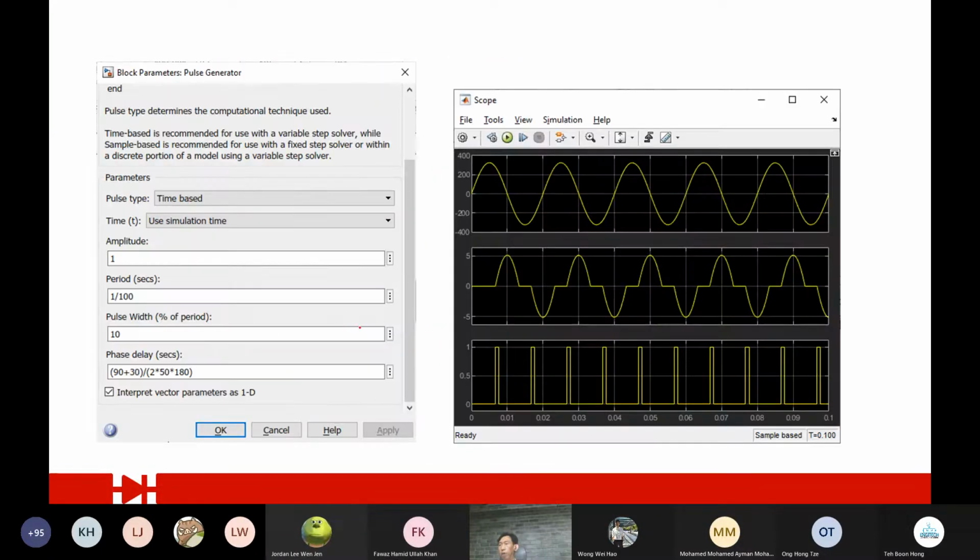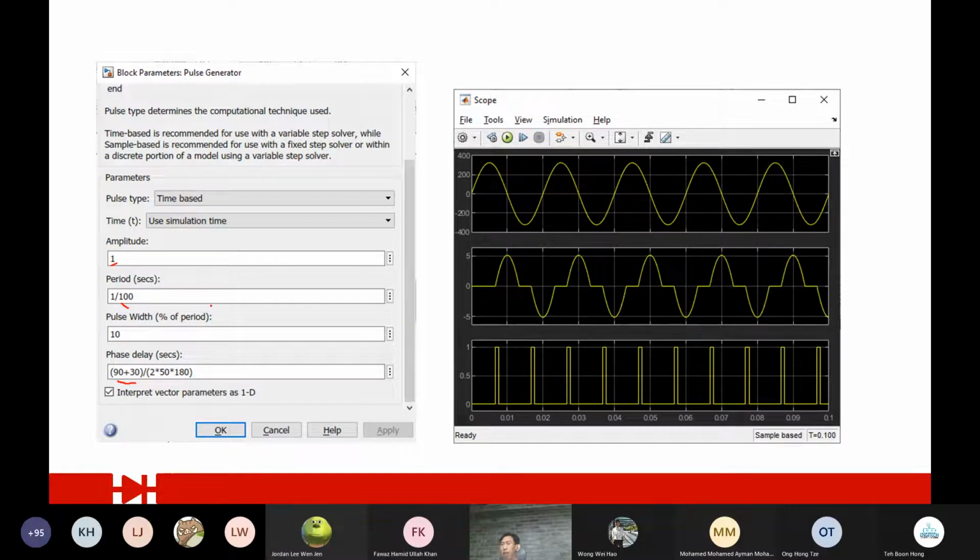Okay, so when you run this, in this case, magnitude 1 over 100, and then we do the firing angles. Now you will notice that the difference from the AC-AC is that the firing angle starts from zero, 0 degrees, 10, 20, until 180, until you go to the end, until pi.